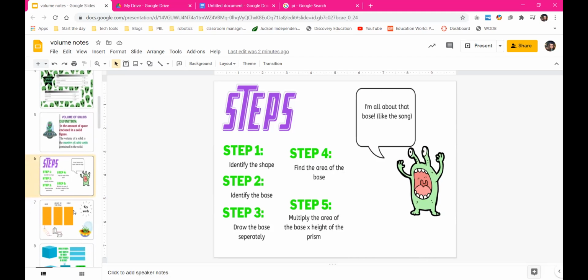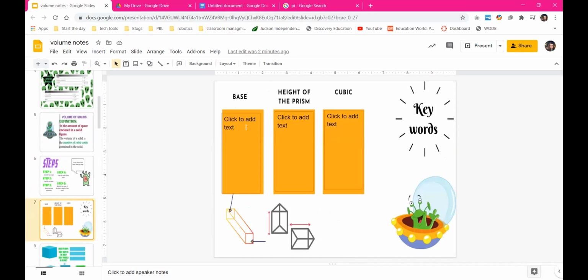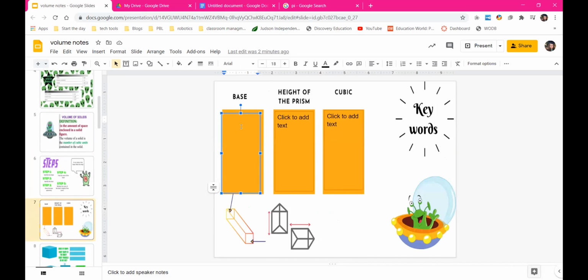Moving on to slide number 7, has these orange boxes. So we're going to define some terms here. The first one is base. This is the ends of the figure, not always the bottom. And in a triangular prism, the base is a triangle.